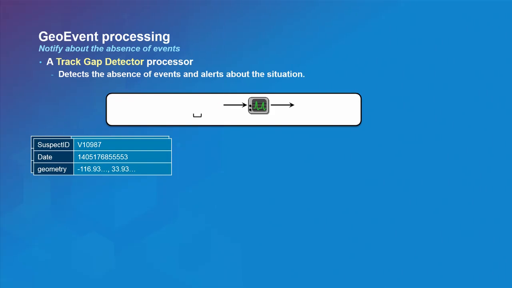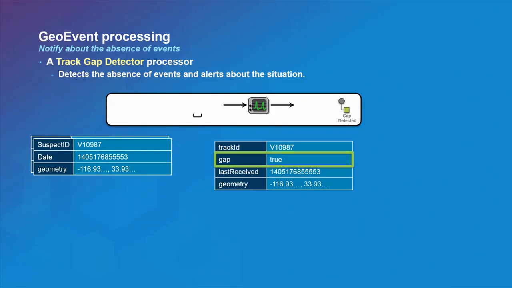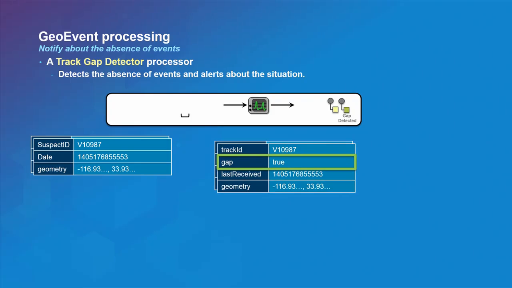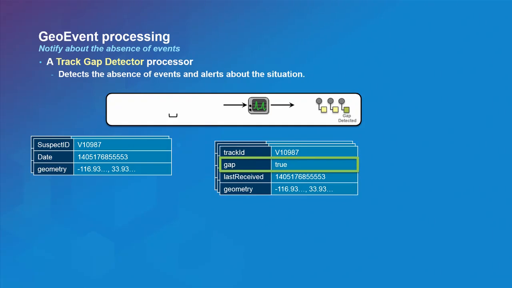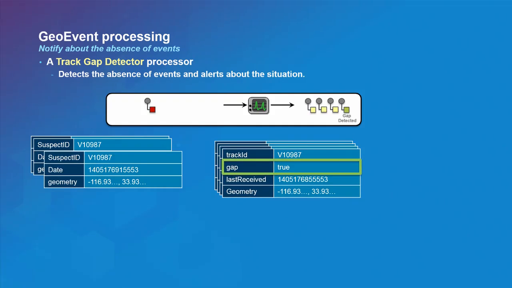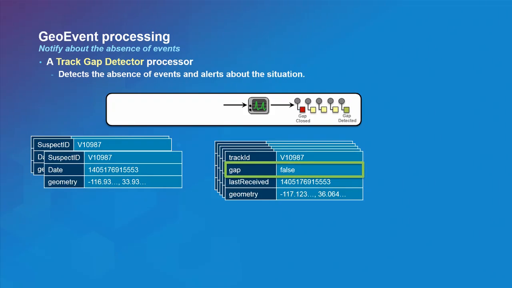And then when an absence occurs, we get an event record out of the track gap detector that says a gap has started and is true. We get another absence, we get a true, and we continue getting these records until we get an event record that comes back in with that track ID, and now the gap is false. Connectivity has been restored, or contact has been restored with that element.